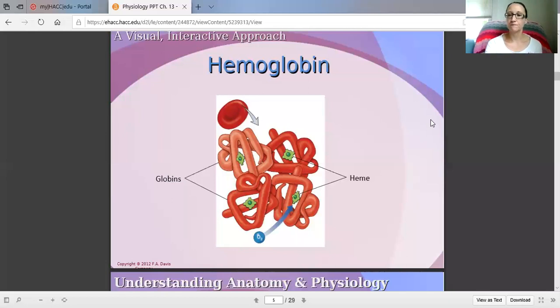Pardon me. You have the iron deficient anemia, which we'll actually talk about in a little bit. And you have something called sickle cell anemia. Now, I don't have a slide for sickle cell anemia, and that's okay. I'll just stop the share for a second.